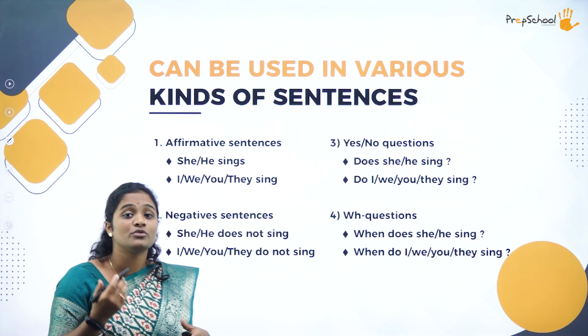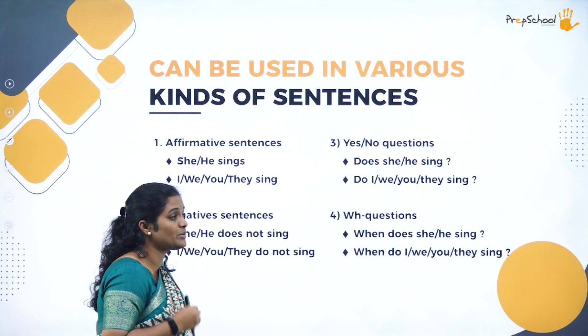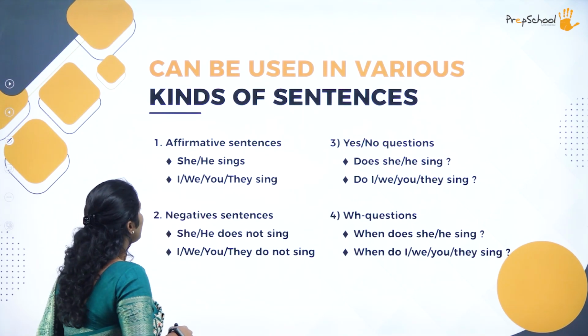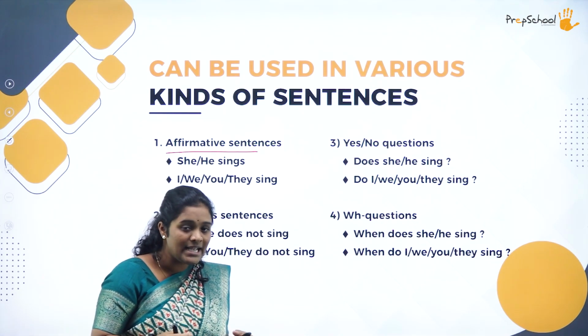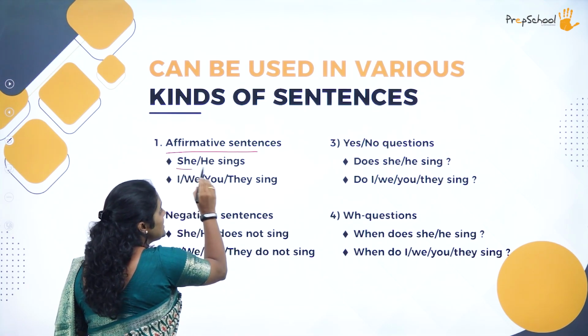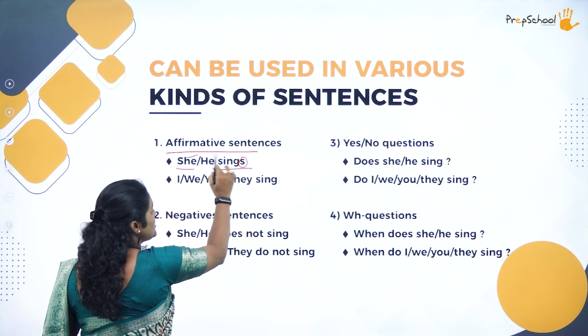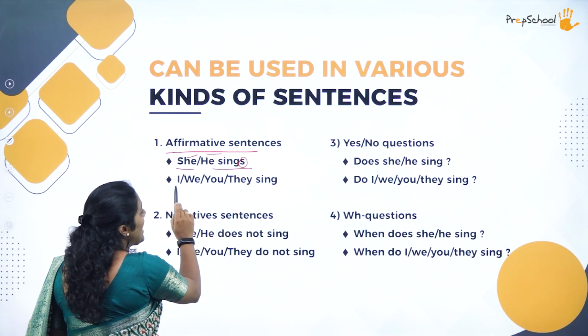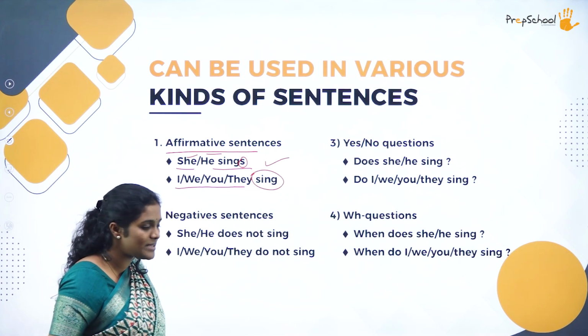Moving forward to the second one, it's places where you can use simple present tense. Let's look at that. I was about to skip it just in time. So affirmative sentences. If it is an affirmative sentence, it can be written in simple present tense. Affirmative: she sings or he sings. S is over there because he, she. That is the reason. Then, I, you, we, they sing.